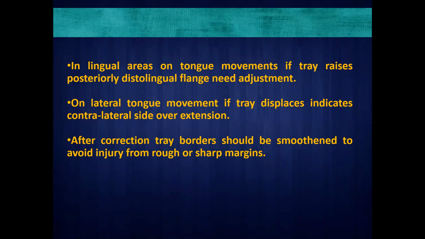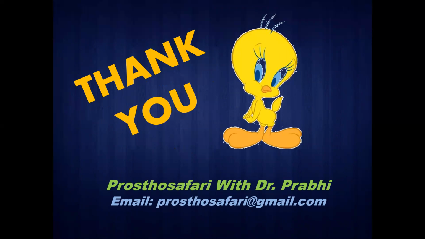In lingual areas on the tongue movements, if the tray raises posteriorly, the distolingual flange needs adjustment, and on the lateral tongue movement, if the tray displaces, it indicates contralateral side overextension. After correction, the tray border should be smoothened to avoid injury from rough or sharp margins. So this was all about the secondary impression.